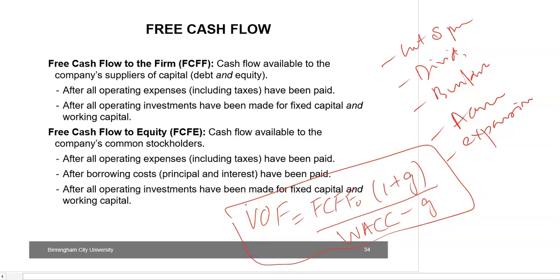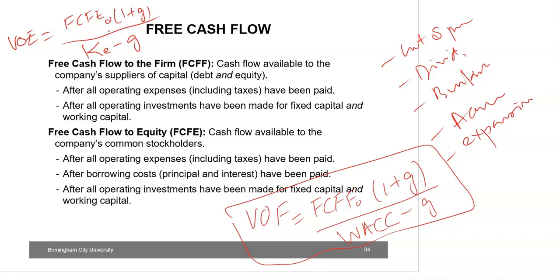If we want to value the equity of the company only, in that case we will change the formula to reflect only the valuation of equity. In that case it will be free cash flow to equity in the current year times 1 plus the growth rate of the free cash flow to equity, and we divide it by the cost of equity minus the growth rate. So these are two versions of the discounted cash flow model. Of course, there is a zero growth version and there is a multi-growth version of the discounted cash flow valuation model for both valuation of the firm and valuation of the equity.